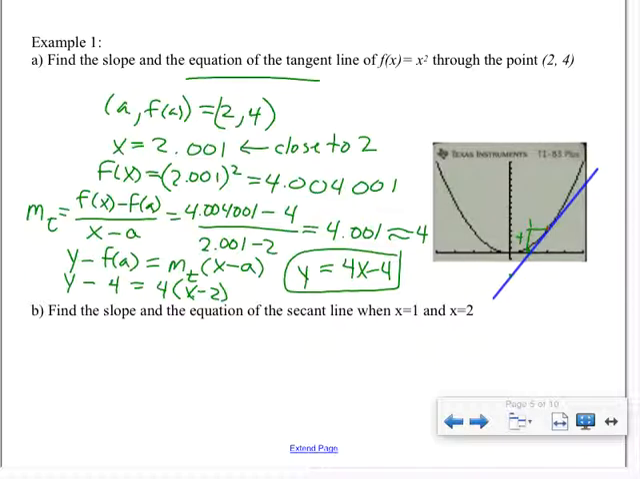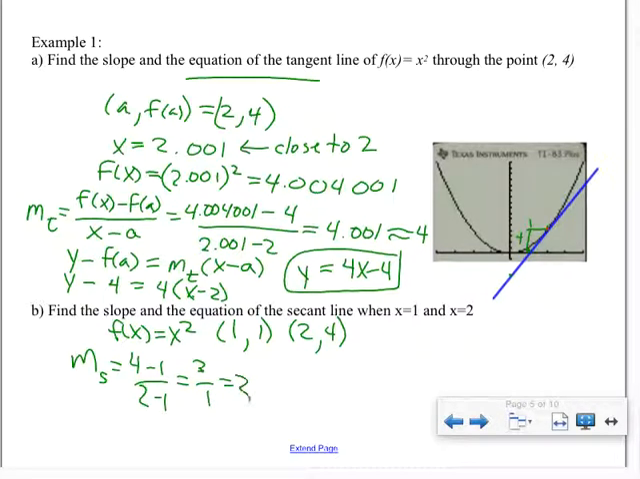So this is the last piece we're going to do for today. Our function is x squared. If I plug 1 into the function, I get 1. If I plug 2 into the function, I get 4. So those are the two points that we're speaking of. Just like finding the equation of any line, we are going to connect those two and find the slope of our secant, which is 4 minus 1 over 2 minus 1. So our slope of our secant is 3.